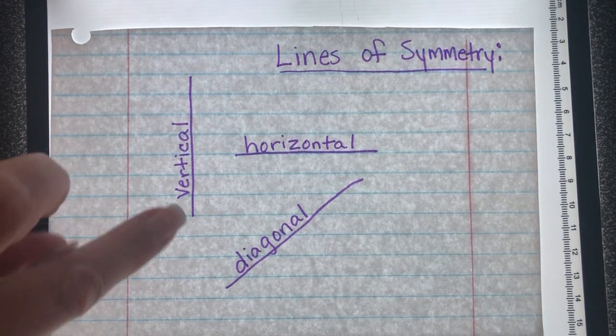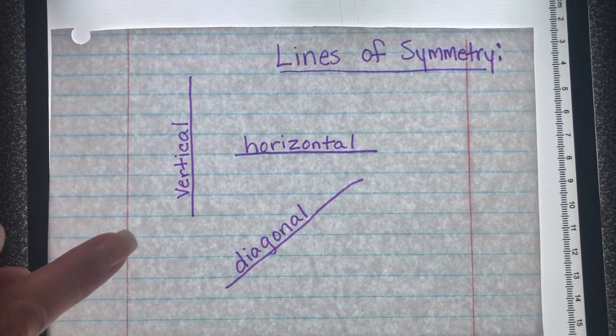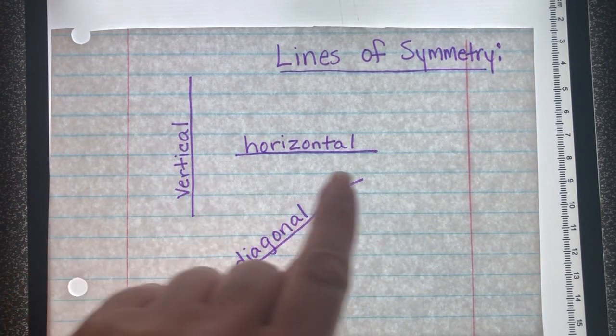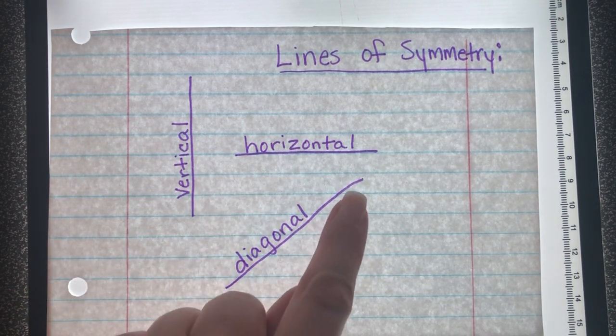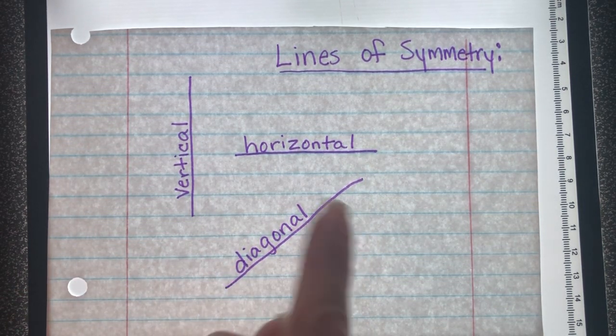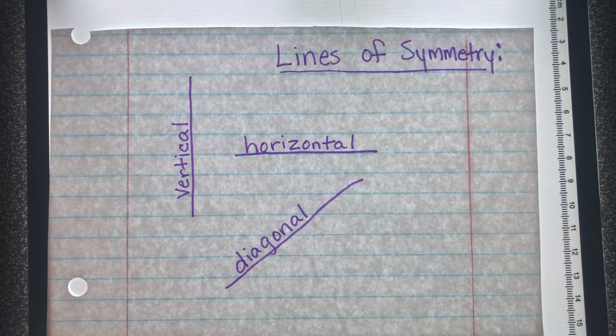Before we actually start that, let's talk about the different types of lines of symmetry. We have vertical lines of symmetry going up and down, horizontal lines of symmetry going side to side, and then you have your diagonal. It could be diagonal this way, it could be diagonal that way, either way.